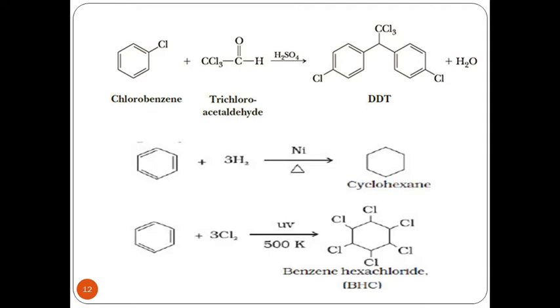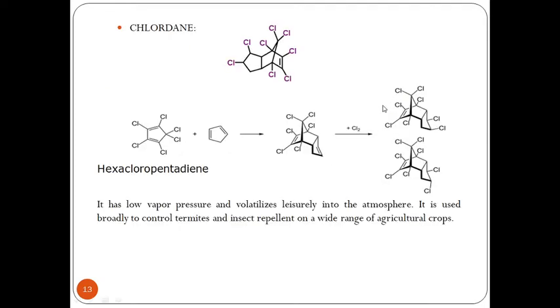In turn, when we get a cyclohexane system, we would now introduce chlorine, giving me a system which is hexachlorocyclohexane. Or directly, they take benzene in the presence of 3 moles of chlorine under UV at 500 Kelvin, and we would get BHC or benzene hexachloride, also called hexachlorocyclohexane.